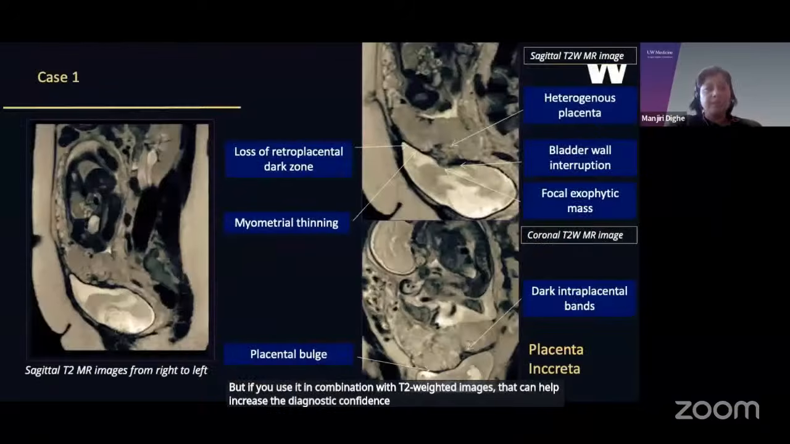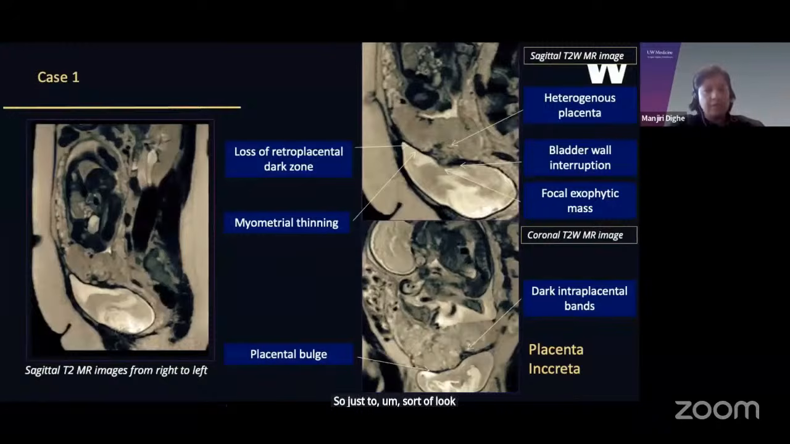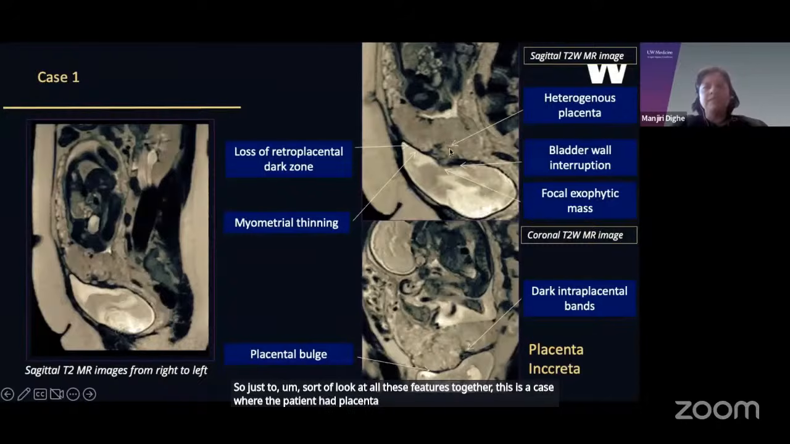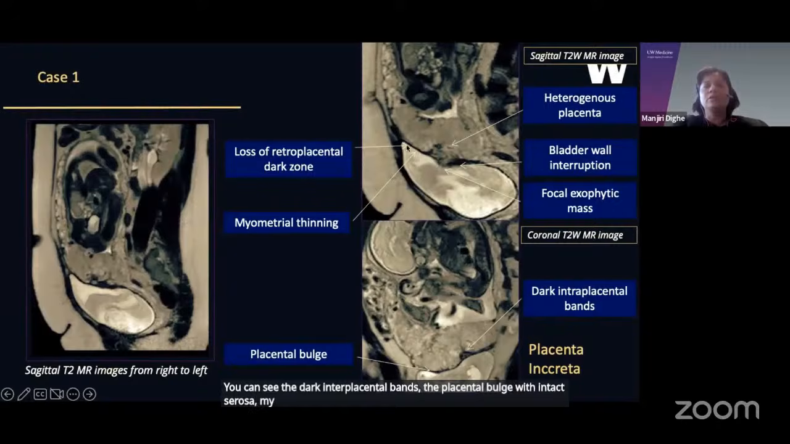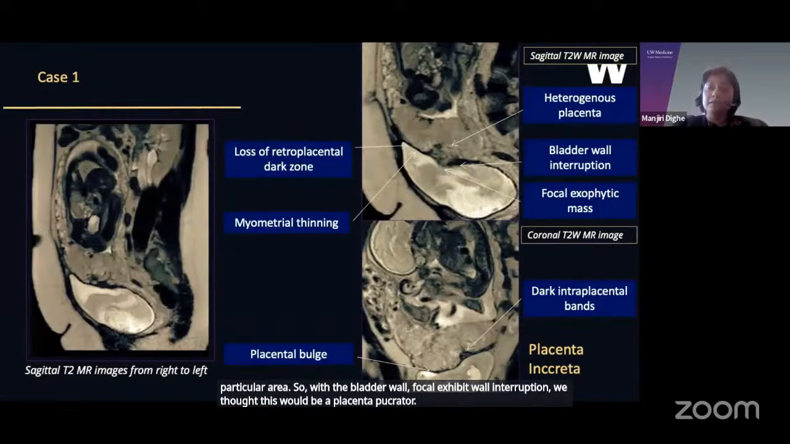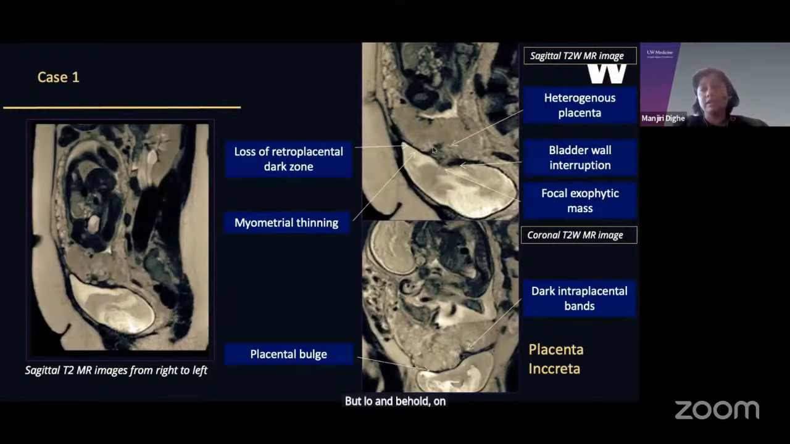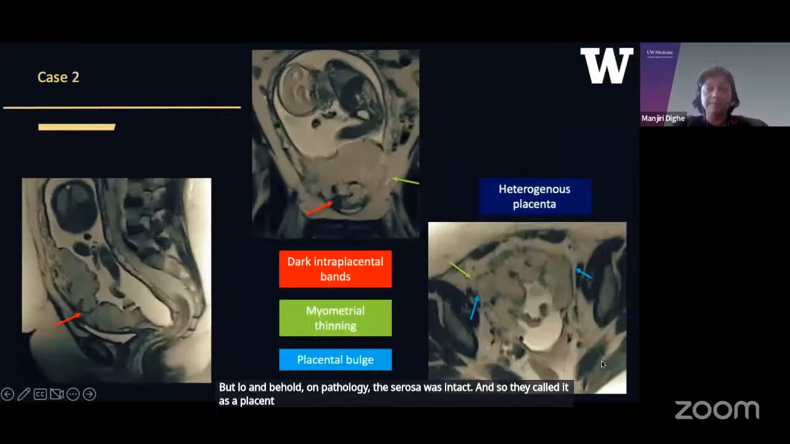So just to look at all these features together, this is a case where the patient had placenta increta. You can see the heterogeneous placenta. You can see the bladder wall interruption. You can see the focal exophytic mass in this particular area. You can see the dark intraplacental bands, the placental bulge with intact serosa, myometrial thinning, and loss of retroplacental dark zone in this particular area. So with the bladder wall, focal exophytic bladder wall interruption, we thought this would be a placenta percreta, but lo and behold, on pathology, the serosa was intact, and so they called it a placenta increta.